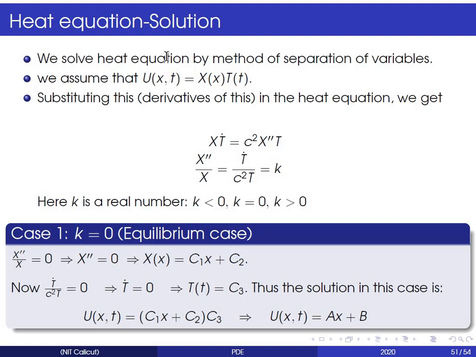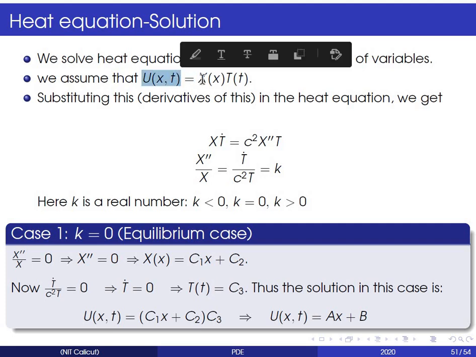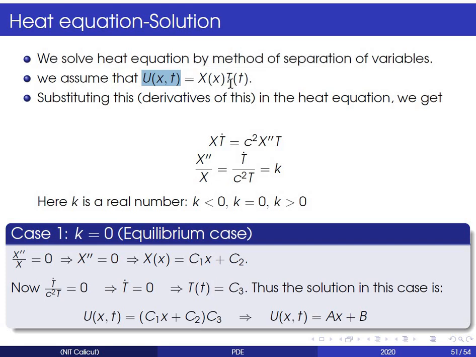Okay, so for solving the heat equation we adopt the method of separation of variables. That means we assume that u(x,t), which is the temperature distribution, can be split into, or it is a product of X(x) and, instead of Y(t), I am using T(t). Okay, so then as I said, the heat equation is ∂u/∂t equal to c² into ∂²u/∂x².